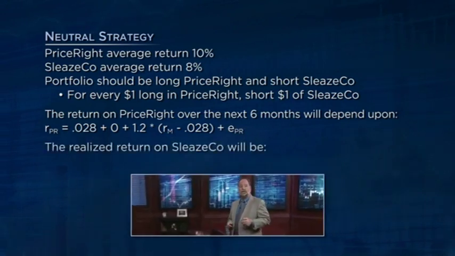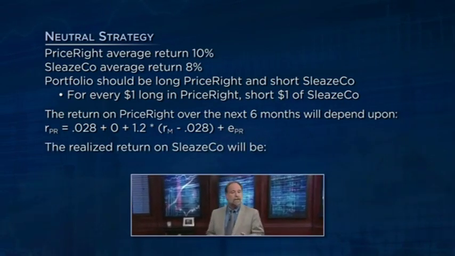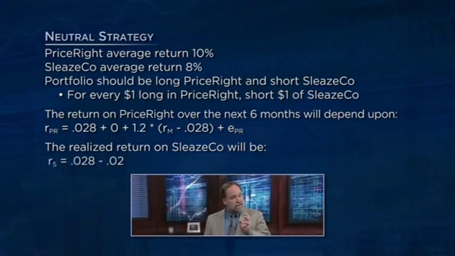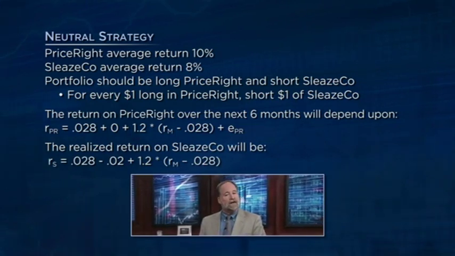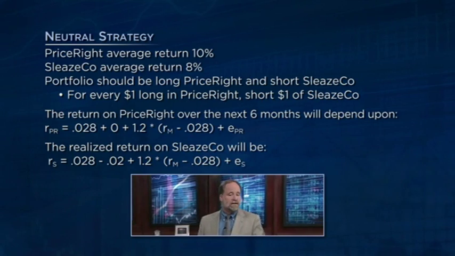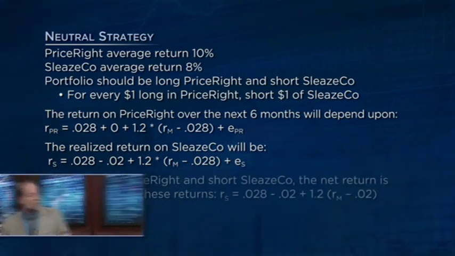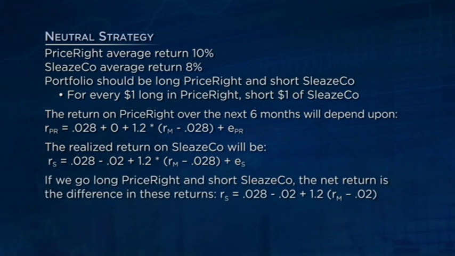As before, the realized return on SleazeCo is going to be what? RS is equal to the 2.8%, the risk-free rate, minus 2% for its alpha, plus 1.2 times the excess return on the market in excess of the risk-free rate, plus whatever SleazeCo's idiosyncratic term turns out to be. Now, if we go long Price Right and we short SleazeCo, then the net return is the difference in these two returns. Just do a little bit of algebra, and what you see is that the difference is equal to what? 0.02 plus the idiosyncratic term on Price Right minus the idiosyncratic return on SleazeCo, where the 0.02 is what? It's the alpha from SleazeCo.